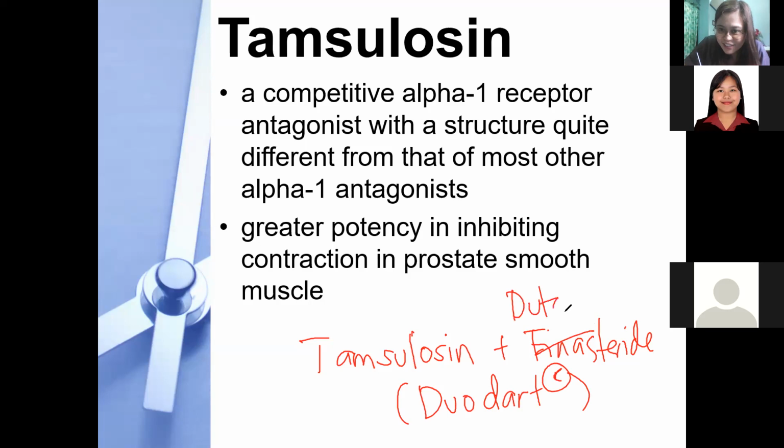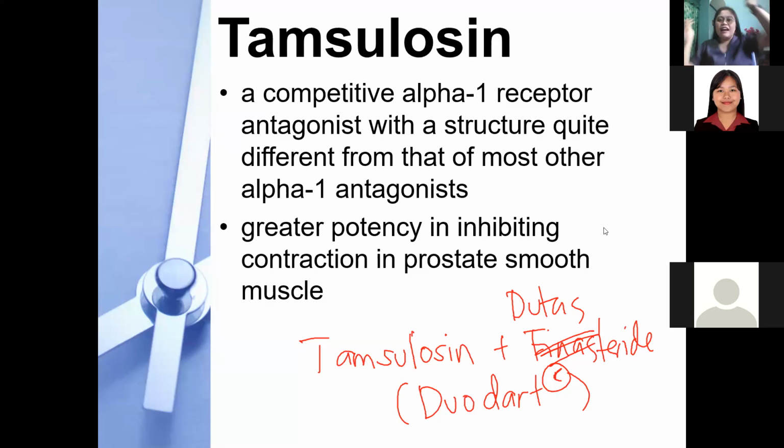It's dutasteride. Sorry. It's dutasteride, not finasteride. Another drug ang finasteride. Pag Duodart, it's dutasteride. Tamsulosin has a quite different structure from other drugs. That is why wala siya nag-end sa zosin. But anyway, it's also effective in relaxing the prostate smooth muscle. So pwede gid siya for BPH. Okay?